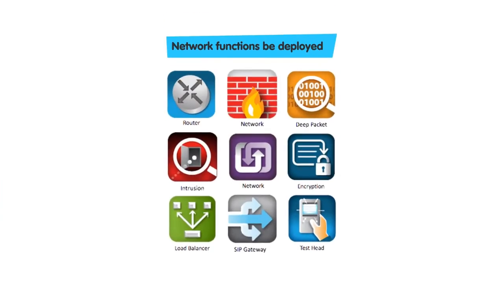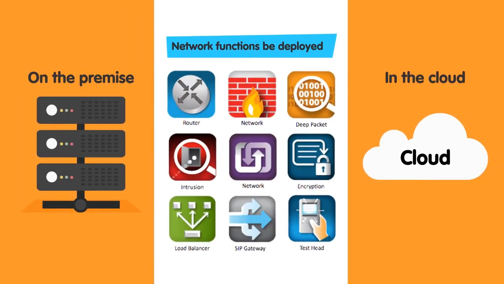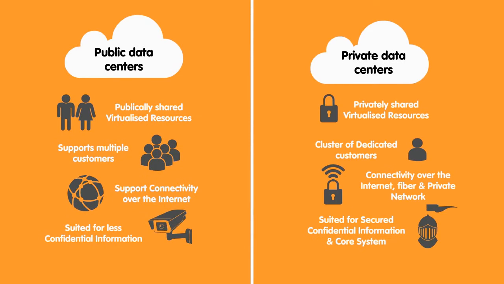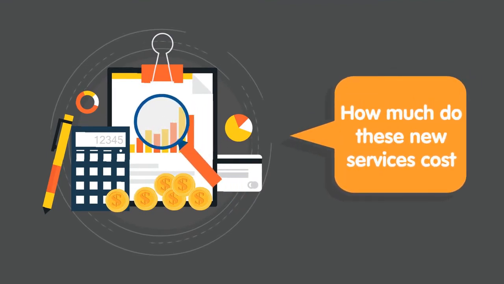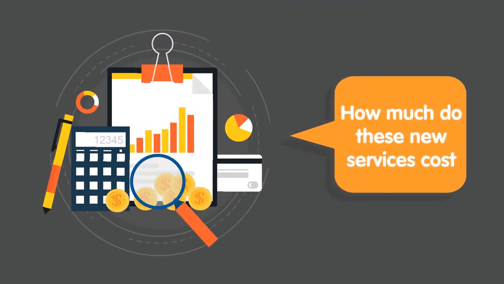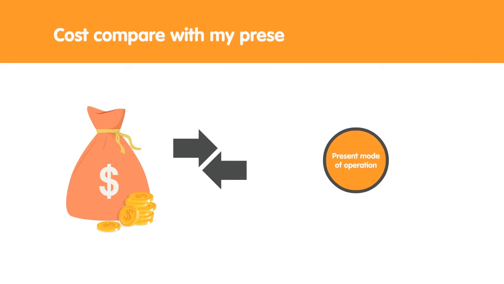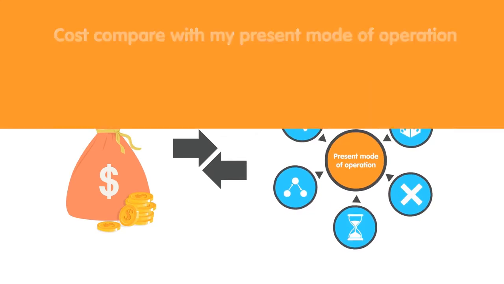Should network functions be deployed on the premise or in the cloud, in public or private data centers? And which vendors and functions should be deployed? Most importantly, how much do these new services cost to deploy and operate? And how does the cost compare with my present mode of operation?